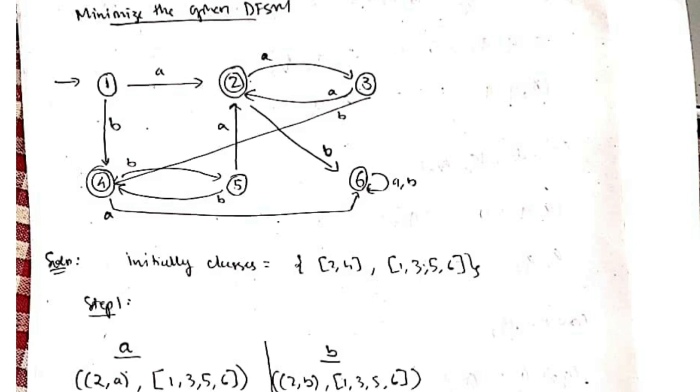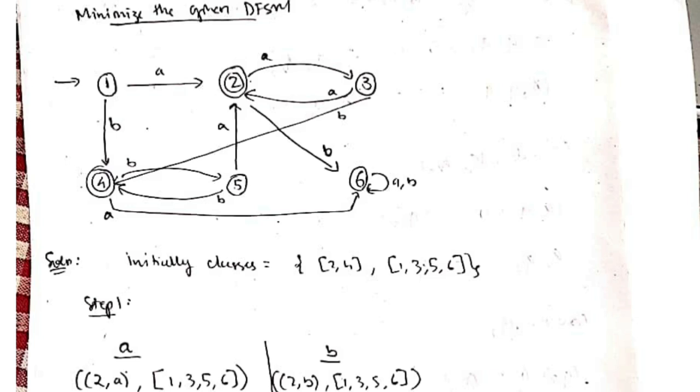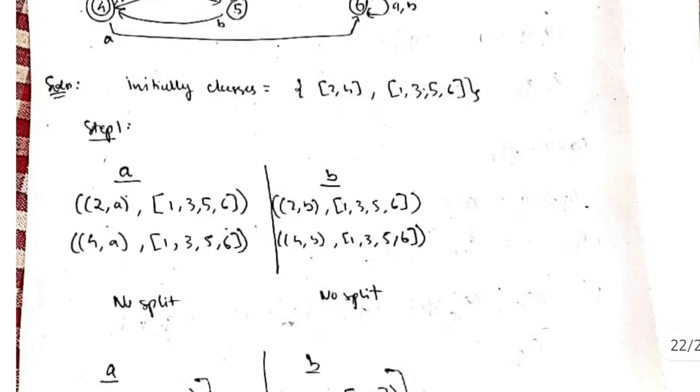So be clear with the steps. Starting, we have this diagram given to us. In this diagram we have to divide into 2 parts: first is the normal and second is the final. In the normal we have the classes 1, 3, 5 and 6, because these are the normal states. 2 and 4 are final states, therefore we will separate them into a different class. Now we have 2 classes: 2 and 4, and 1, 3, 5, 6.